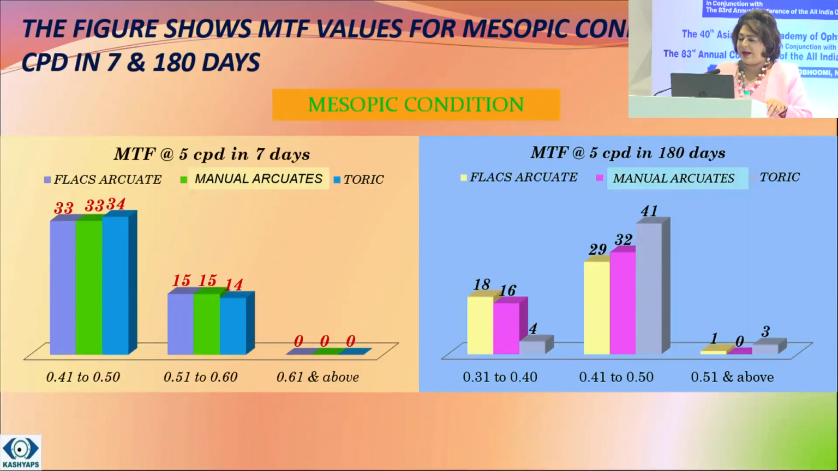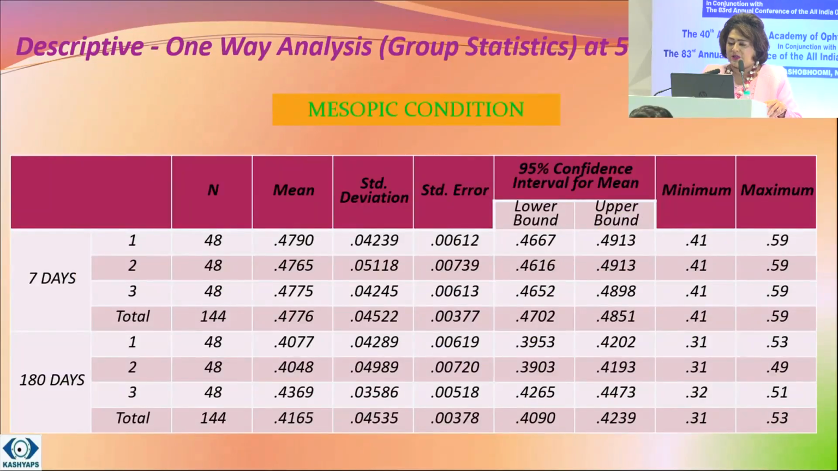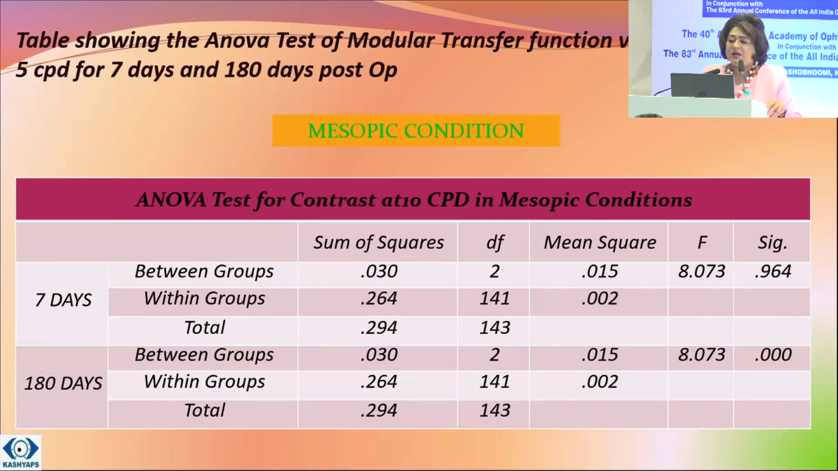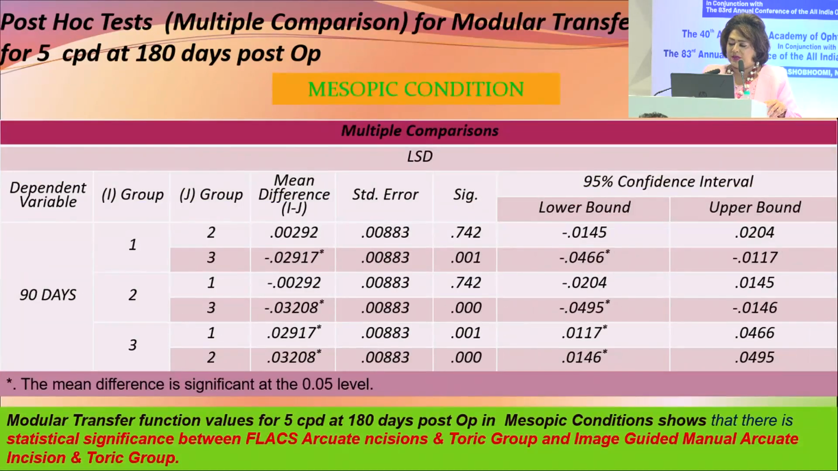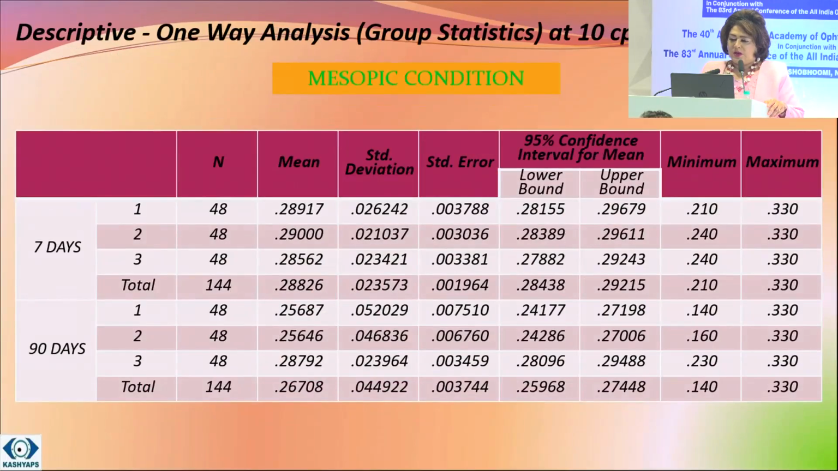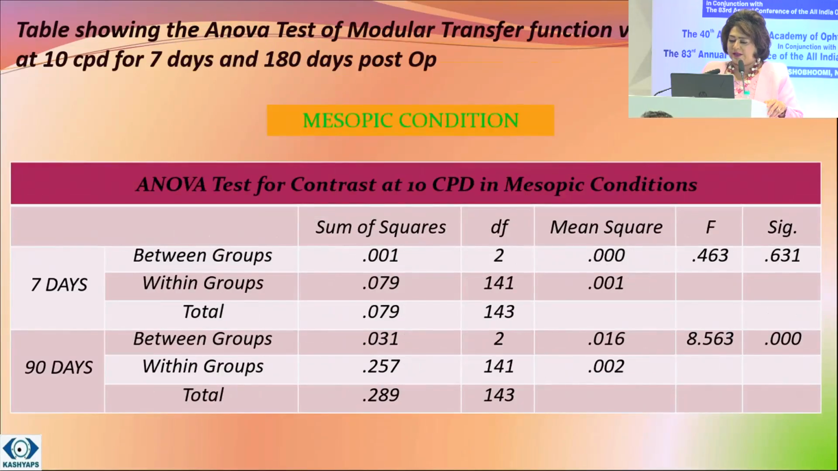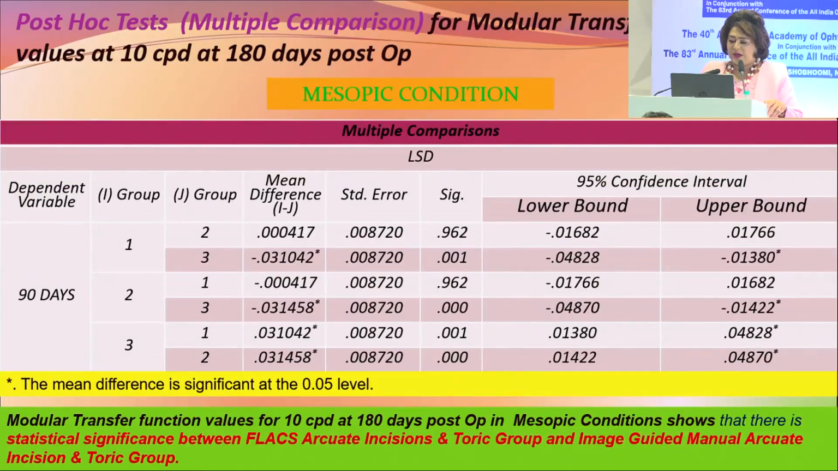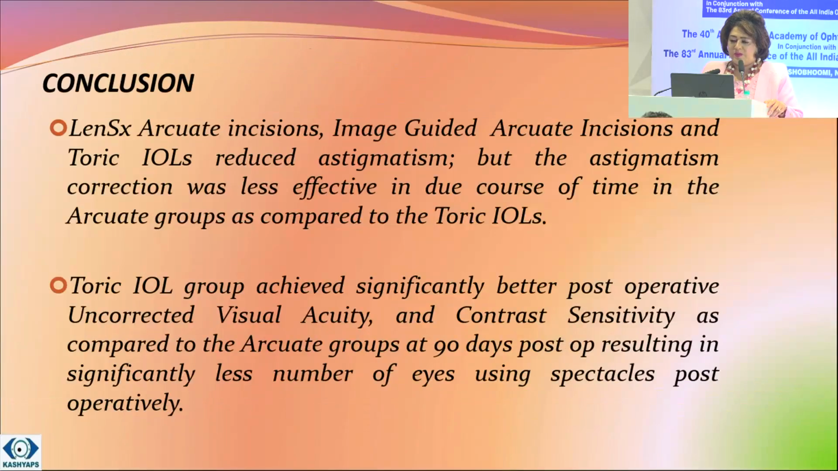Then we analyzed it in mesopic condition at 5 CPD at 7 and 180 days, and this is the descriptive one-way analysis at 5 CPD. This is the ANOVA applied, and you can see it is significant at 180 days. As post hoc test, it was seen that mesopic contrast sensitivity is significantly better in toric group at 180 days. This is at 10 CPD, that was at 5 CPD, and at 10 CPD also ANOVA was significant, with toric better at 180 days.